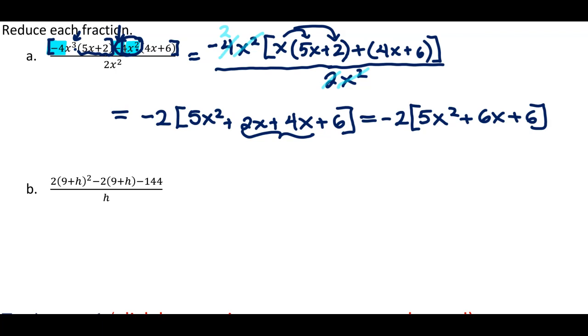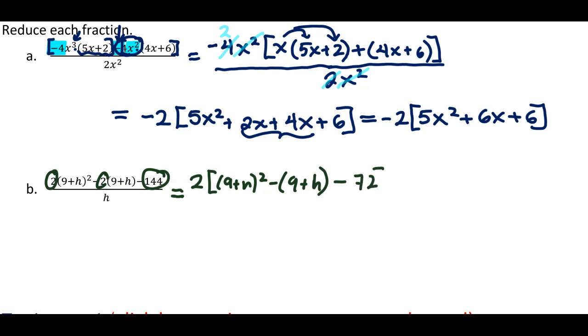So I don't have anything I can factor out of the top this time. The 9 plus h is really tempting, but that minus 144 at the end isn't looking so great. Actually, I lied to you. We could factor out a 2. So let's go ahead and say, all right, I can factor a 2 out. And that leaves me with 9 plus h squared minus 9 plus h minus, what is that, 72 all over h.